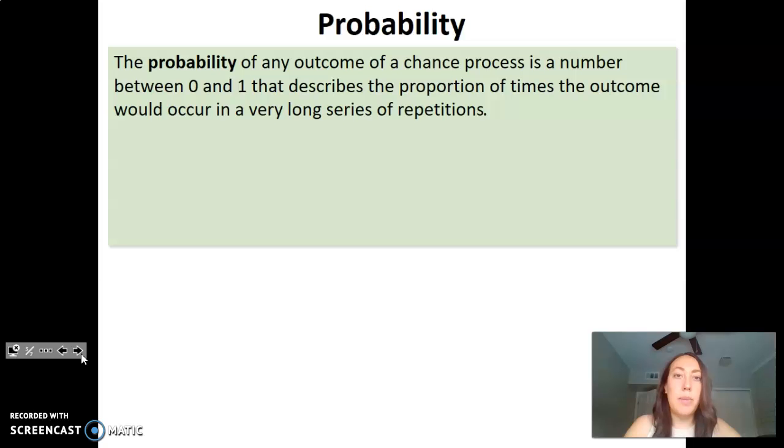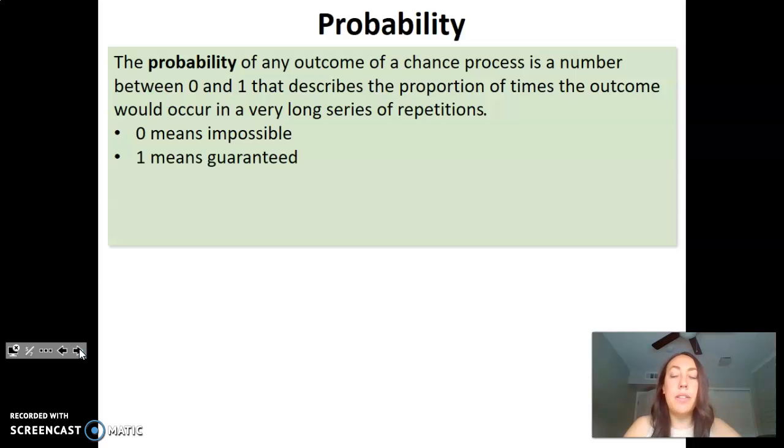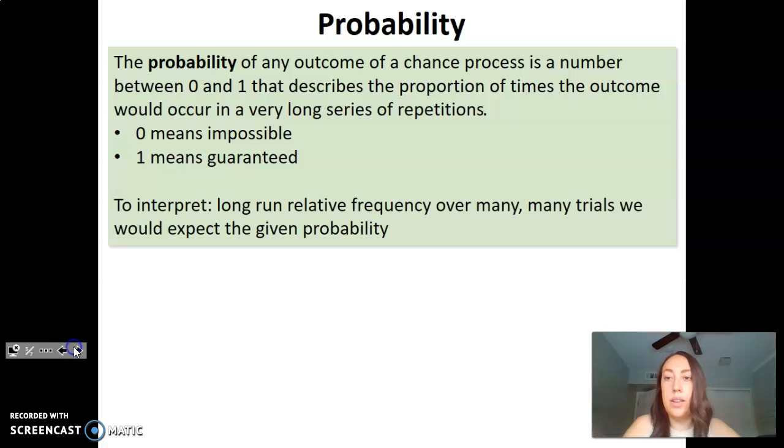So the probability of any outcome of a chance process is a number between 0 and 1 that describes the proportion of times the outcome would occur in a very long series of repetitions. 0 means it's impossible, it will never happen. If something has a probability of 1, that means it is guaranteed to happen. It will always occur. We can express probability as a decimal, a fraction, or a percent. We don't care, any of them will do. And to interpret probability, we interpret it as the long-run relative frequency over many, many trials.